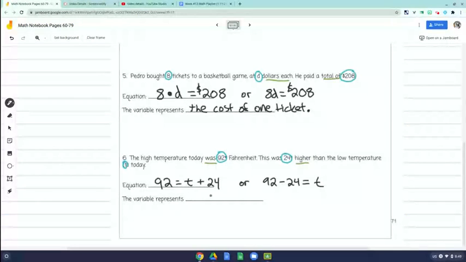So what does the variable represent? Well, T, the variable represents the low temperature today.